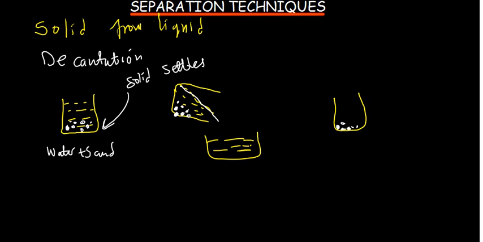So one application of decantation: decantation is applied in the separation of wine from its sediments. That is one application of decantation, separation of wine from its sediments.